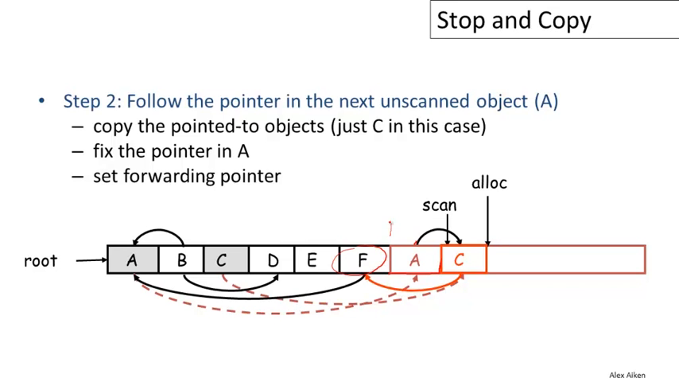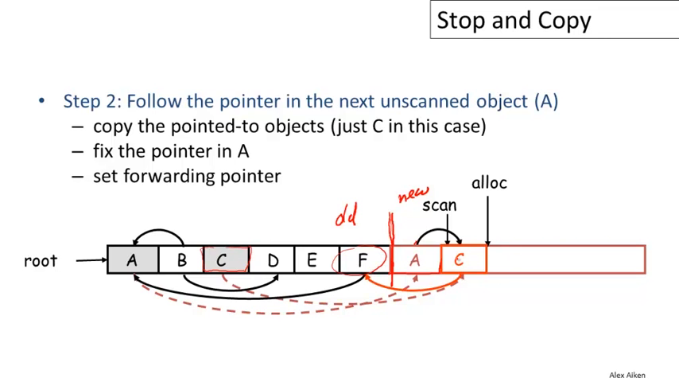And I probably should indicate here's the original dividing line. This is the old space over here, and this is the new space over there. All right, and then finally, we mark C as having been copied, as having been moved to the new space, and we leave a forwarding pointer to it so we can fix any pointers that point to C that we come across in the future.